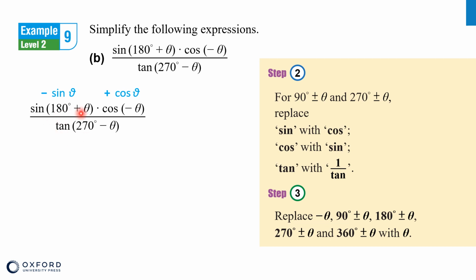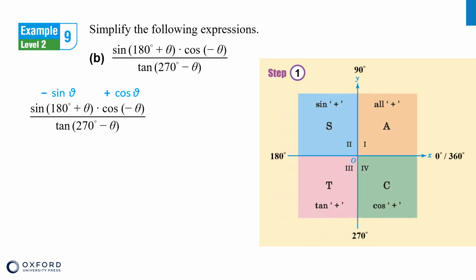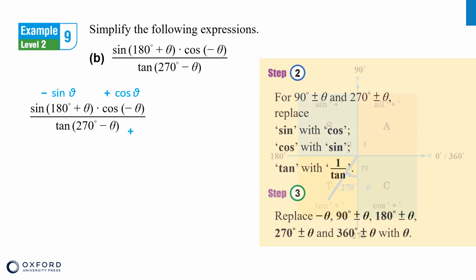Then tangent of 270 degrees minus theta. 270 degrees minus theta is in quadrant 3, the T region. Tangent of it takes the positive sign. It's 270 degrees minus theta. We'll change tangent to 1 over tangent and replace the angle with theta. We've got 1 over tangent of theta.